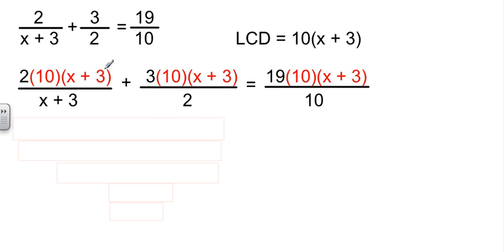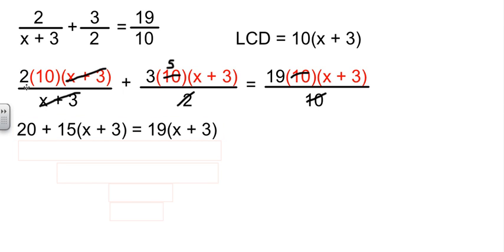Now it's time to do some canceling. In the first one I can cancel x plus 3. Here 2 can cancel into 10 5 times, and here 10 can cancel 10. Okay. What am I left with? I'm left with 2 times 10 is 20, 3 times 5 is 15 times x plus 3, and over here I've got 19 times x plus 3.